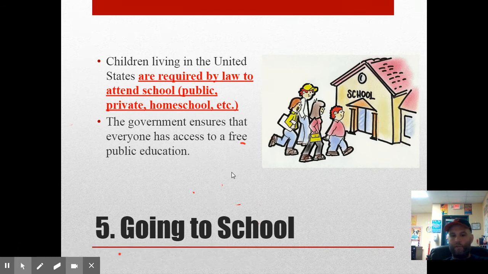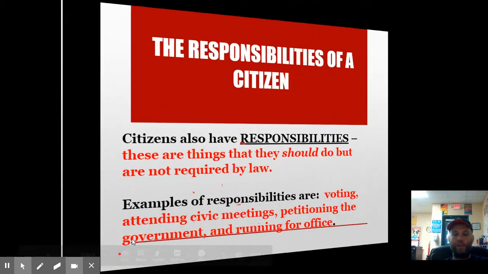You could write this one down if you want. A current requirement for you is you are required by law by the state of Florida to attend school. If not, it's called truancy, and your parents can get in trouble if you're truant. So that is an obligation that you currently have to fulfill, along with obeying the law. When you turn 18, if you're a male, sign up for the selective service. But going to school is an obligation that you are currently, if you're listening to this, obeying. So good job.